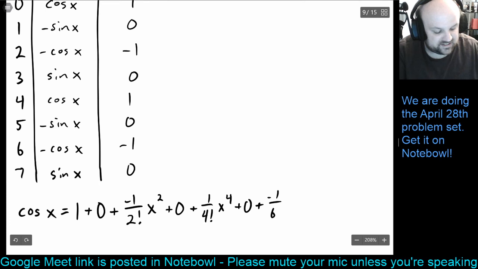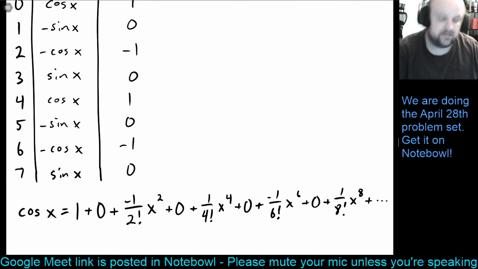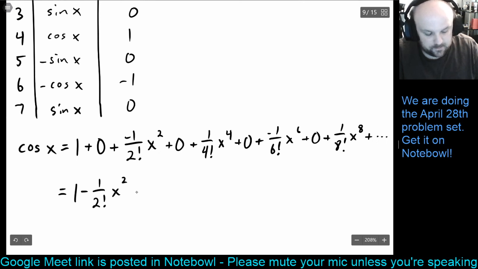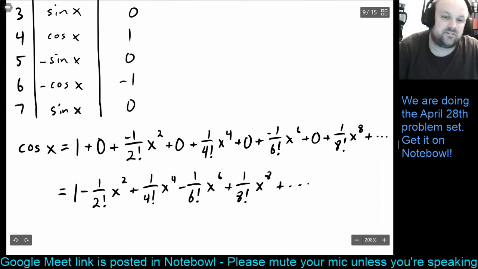Plus negative 1 over 6 factorial x to the 6th plus 0, plus 1 over 8 factorial x to the 8 would be the next one, plus so on, right? You can see where this pattern's going. And so once you do that, just get rid of all the zeros, and you see this. That was an 8, not a 6. Right, and you start to see this happen.